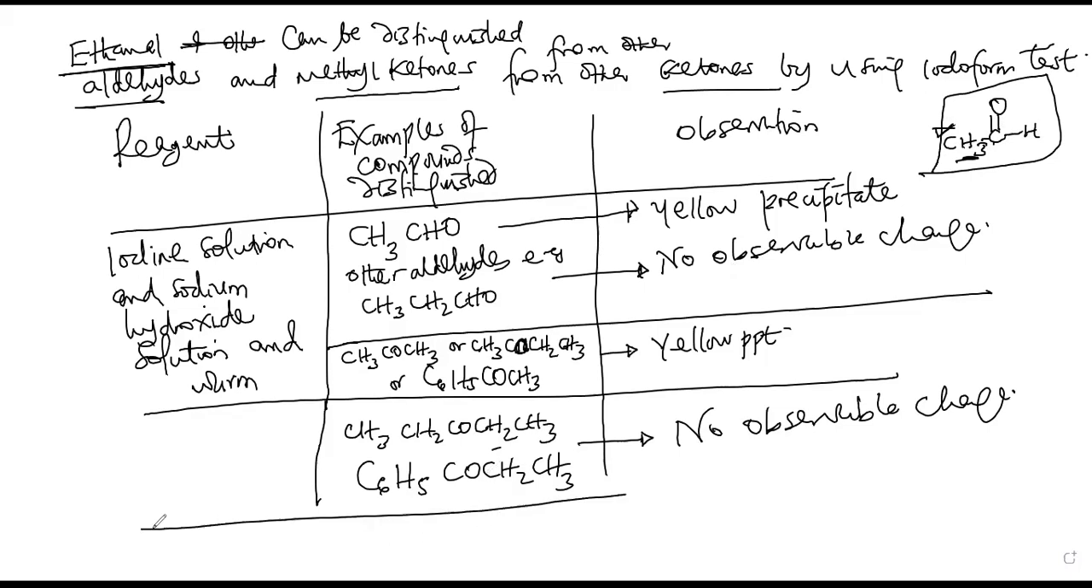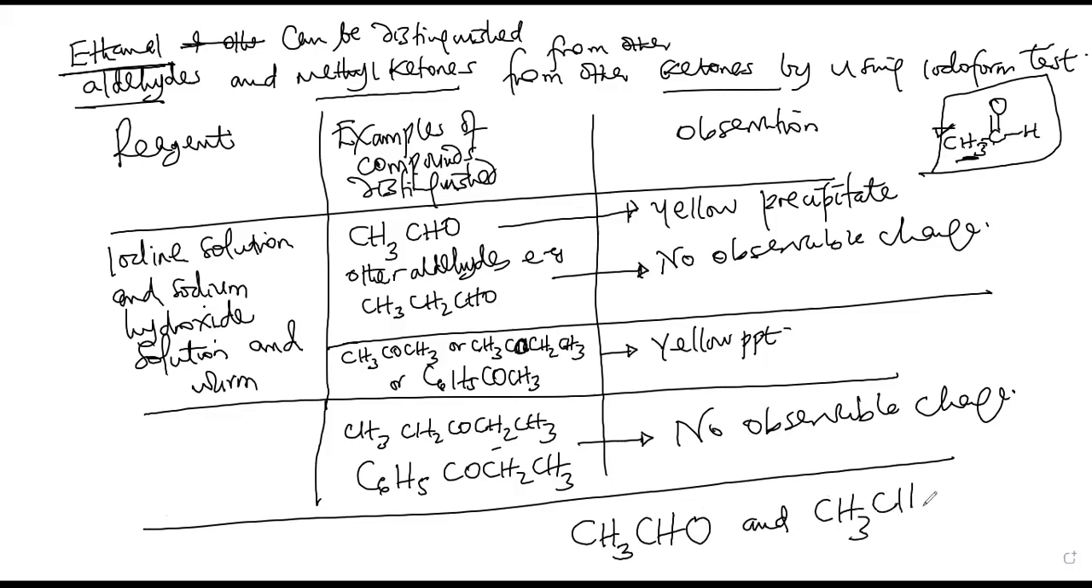For example, if a question comes and they want you to distinguish or to name the reagent that can be used to distinguish CH3CHO, okay, and CH3CH2CHO, the reagent, you write iodine solution and sodium hydroxide solution, full stop. Observation with this, a yellow precipitate. With this, no observable change. If they want you to write the equation, I wrote the equations in the session when I was handling the reactions of these substances. So it's a matter of harmonizing the chemistry behind this.